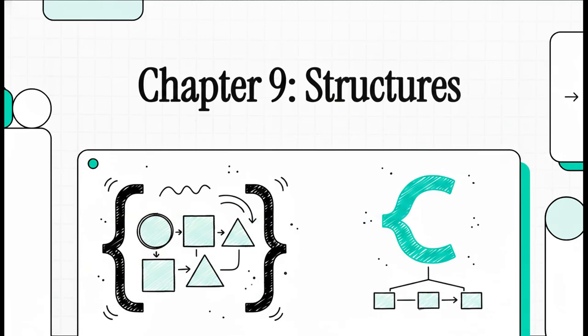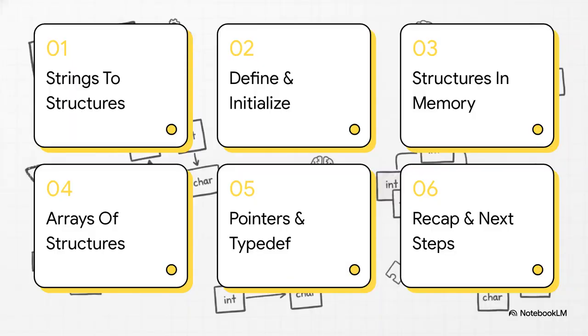We are jumping right into Chapter 9 today, and honestly, this is where things get really fun. We're evolving from simple, basic data types to complex data organization by tackling one of the absolute most powerful features in C programming, structures. Here is our agenda for today. We'll go from strings to structures, look at defining and initializing, check out structures in memory, scale up with arrays of structures, dive into pointers, arrows, and typedef, and finally do a recap and look at next steps.